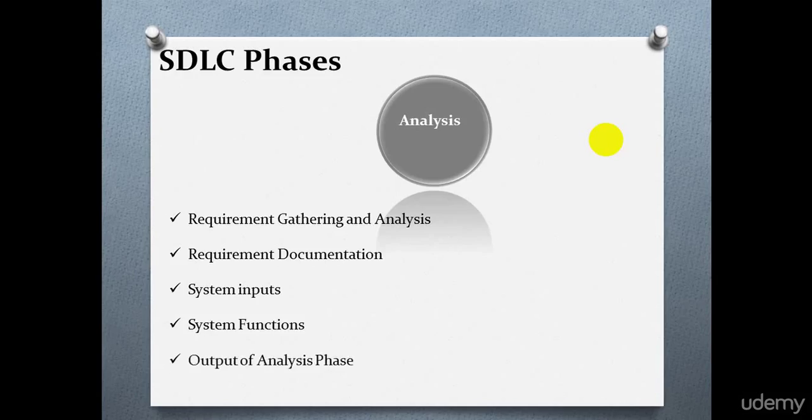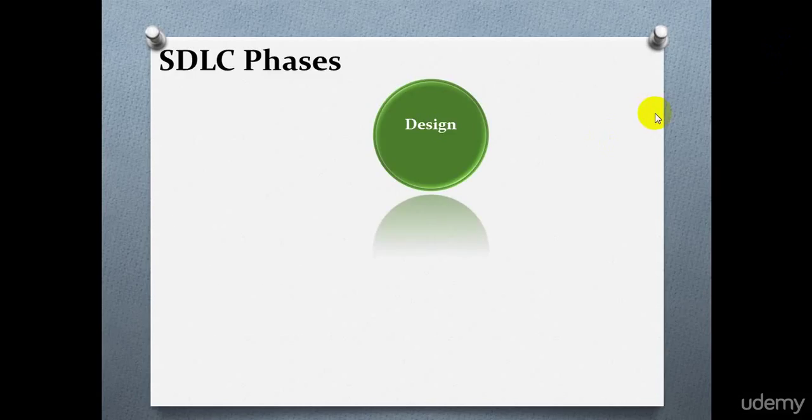And the next phase of SDLC is design. So in this phase, requirements and functionalities which are identified in the analysis phase are transformed into detailed design specifications. Design specifications define how to meet functional requirements and are used by the development team in the coding phase.